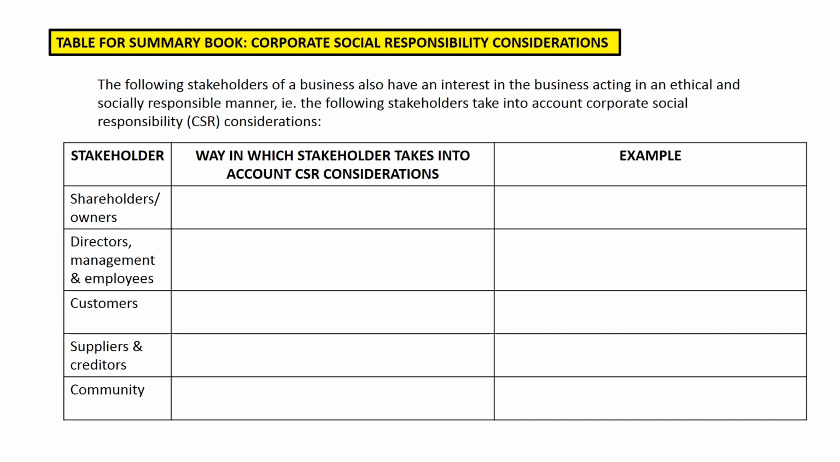In the left-hand column, I have listed the different stakeholder groups that have an interest in the business acting in an ethical and socially responsible manner. In the second column, I want you to describe the ways in which these different stakeholder groups take into account CSR considerations. And in the last column, I want you to briefly describe an example of how each of these stakeholder groups takes into account CSR considerations. I'm now going to give you the information that you need to complete this table.